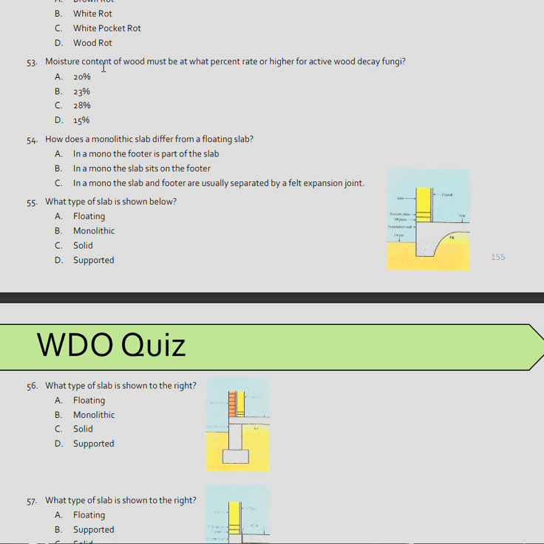Which moisture content of wood must be at a percentage rate or higher for active wood decay fungus? The answer is 28%. How does a monolithic slab differ from a floating slab? In the monolithic slab, the footer is part of the slab.